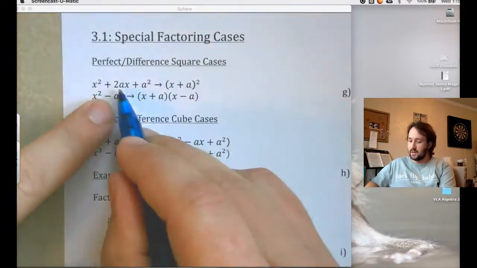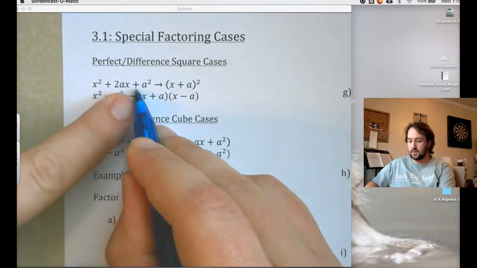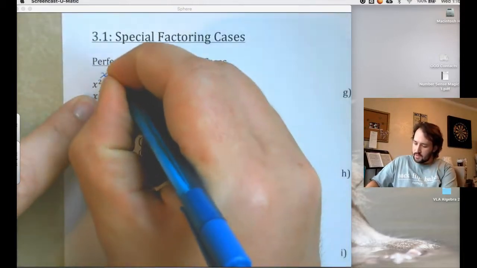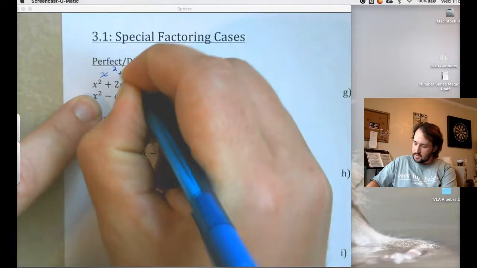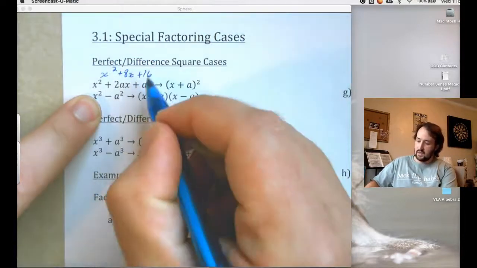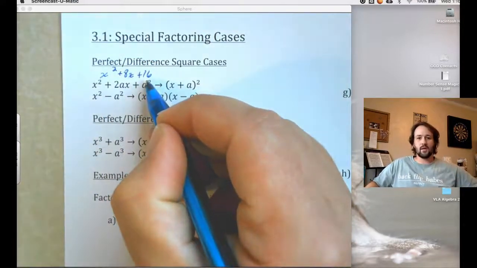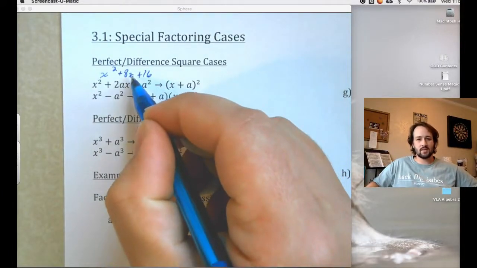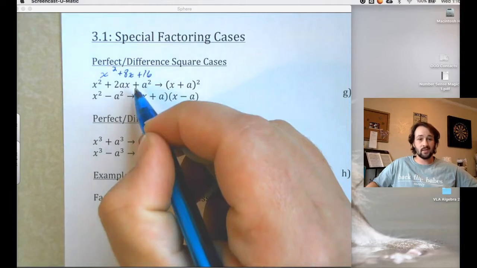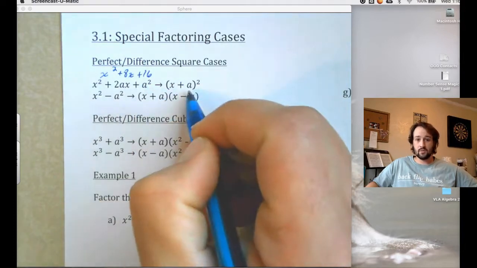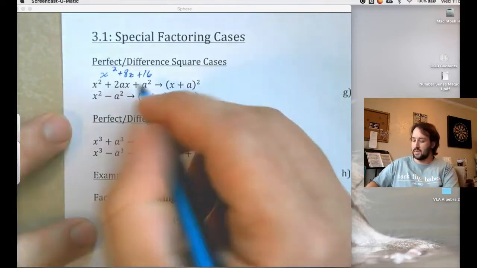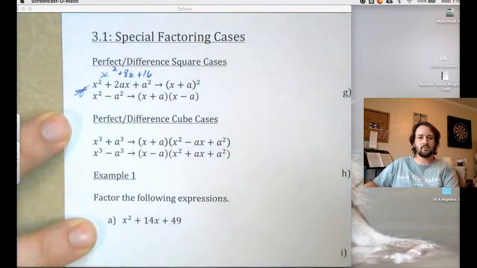If you see x squared plus 2 times some number plus a squared, so essentially what I'm looking for is x squared plus 8x plus 16. If this number is squared, square rooted, sorry, so like 4 times 2 is 8. This is called a perfect square, a sum of squares. So a perfect square would be factored as x plus a, squared, whatever that number may be. This stuff we'll kind of see as we go through it.